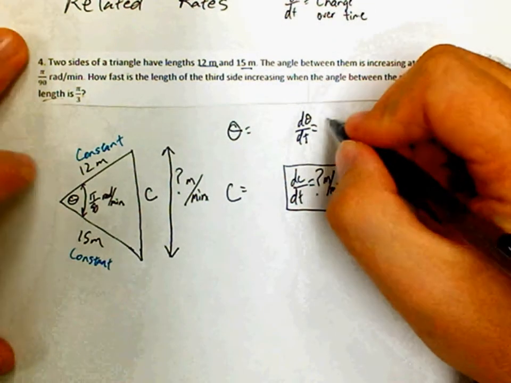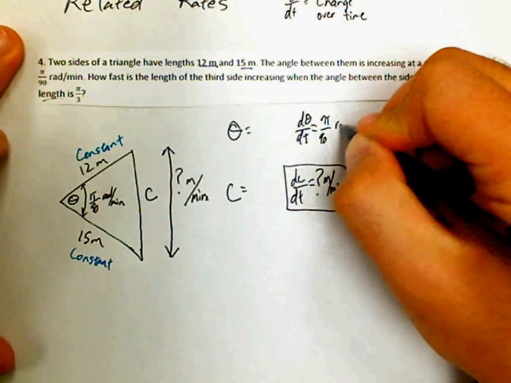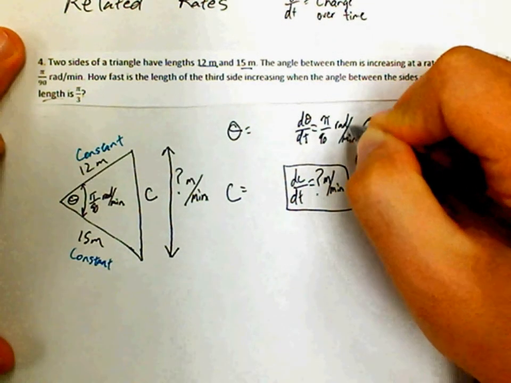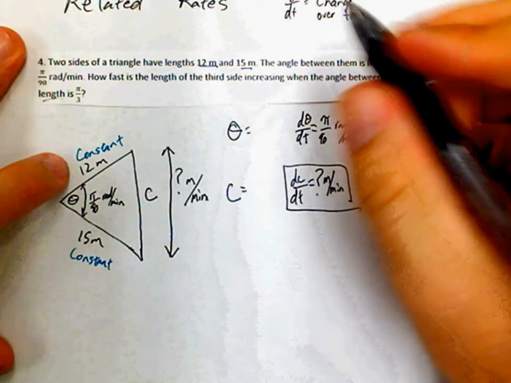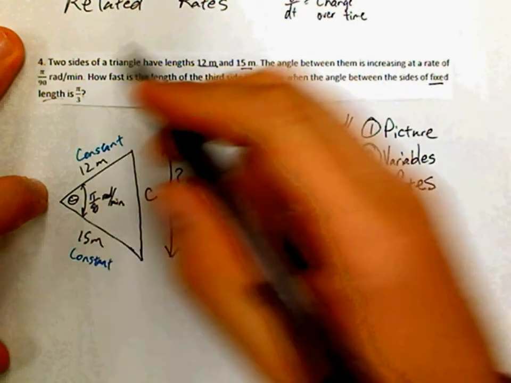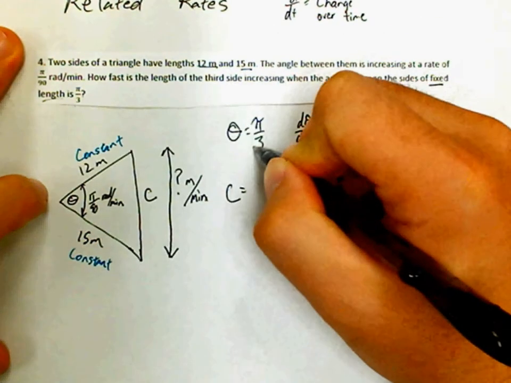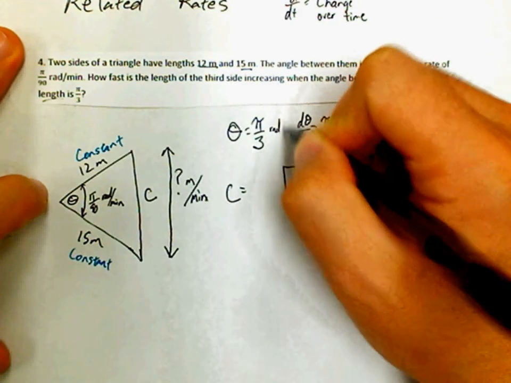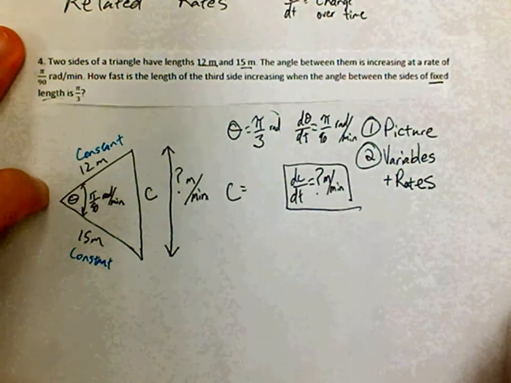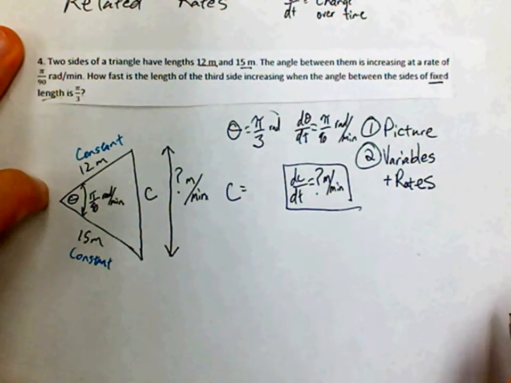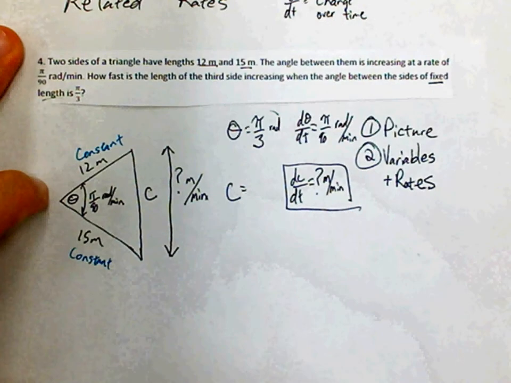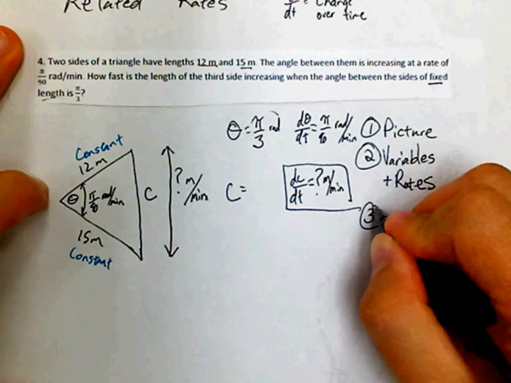D theta dt, they told me, is pi over 90 radians per minute. You don't have to write radians, but it's changing per minute. And then theta, at one point in time, I didn't write it in my picture. The moment in time I care about is pi over 3. Again, that is radians. You don't have to specify that it's radians. It is implied to be radians without writing it. I don't know c. Which brings me to my next question.